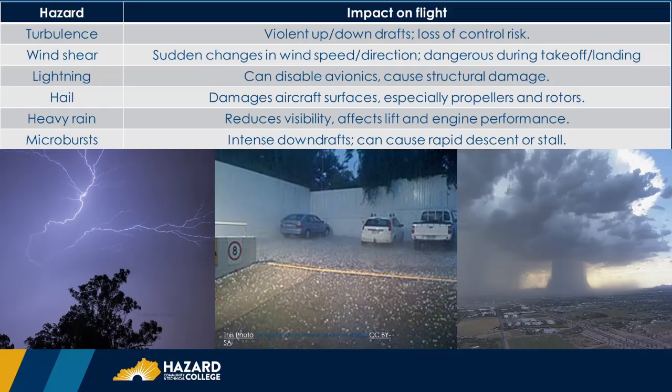The impact on flight: turbulence means violent up and down drafts and loss of control risk. Wind shear is a sudden change in wind speed and direction, dangerous during takeoff and landing. Lightning can disable avionics and cause structural damage. Hail damages aircraft surfaces, especially propellers and rotors. Heavy rain reduces visibility and affects lift and engine performance. Microbursts are intense downdrafts and can cause rapid descent or stall.